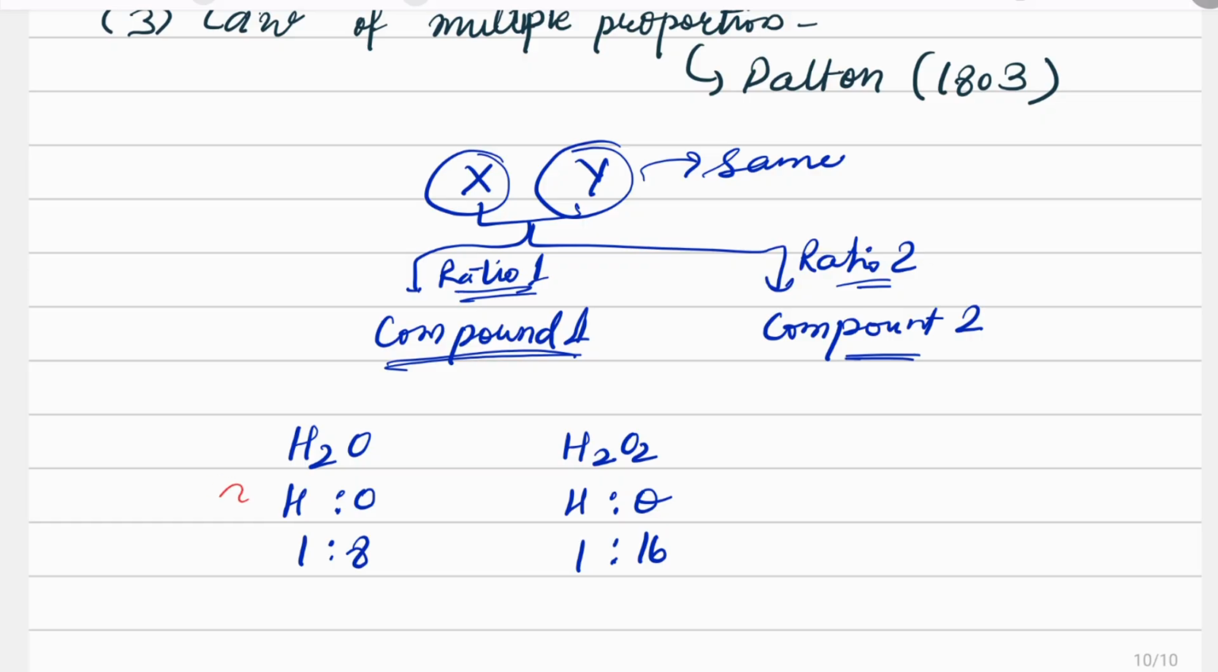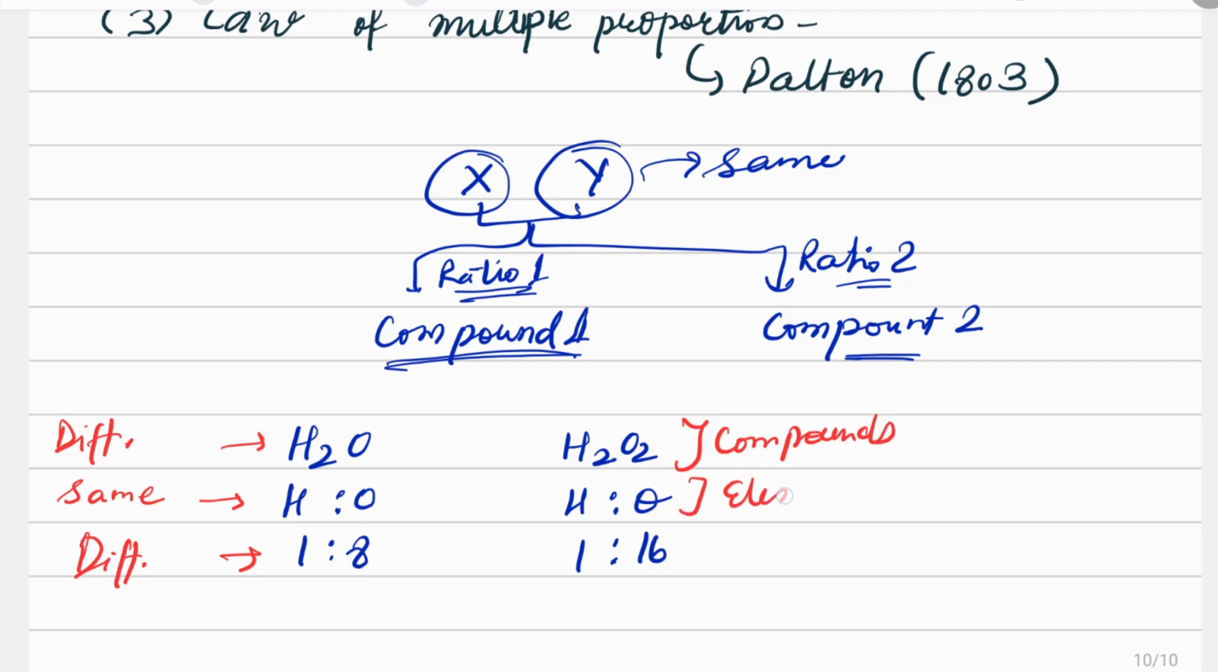So there are a few things you have to remember in this. The elements are going to be same, compound is different, and ratios are also different. What are these? These are compounds, these are elements, and these are the ratios by mass. As you can see, what is different, what is same. So this is known as law of multiple proportion.